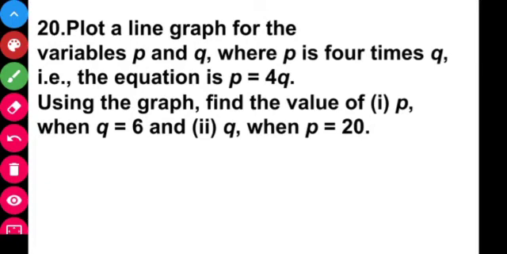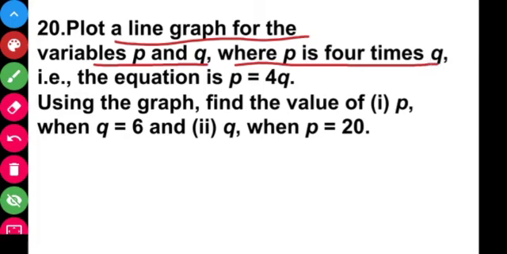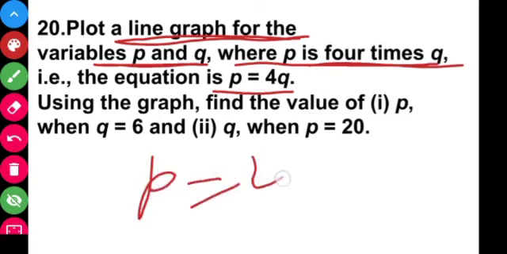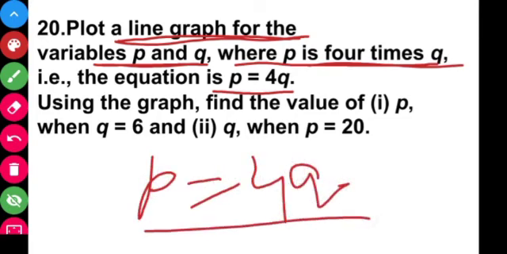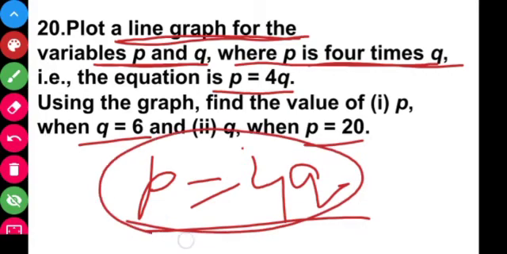Okay, so now question number 20. Plot the line graph for variables p and q, where p is 4 times q. That means p is equal to 4q. Draw the line graph for variables p and q, where p is 4 times q, and by using the graph find the value of p when q is 6, and q when p is 20. So first we have to draw the line graph for this equation.